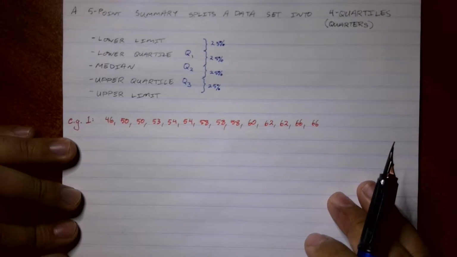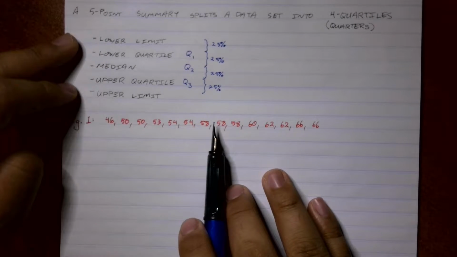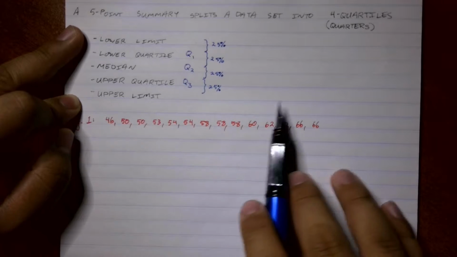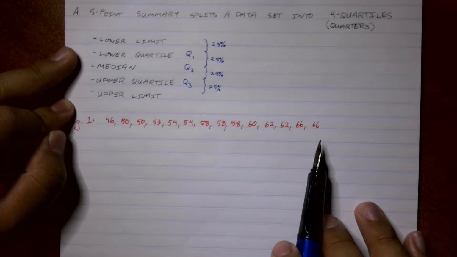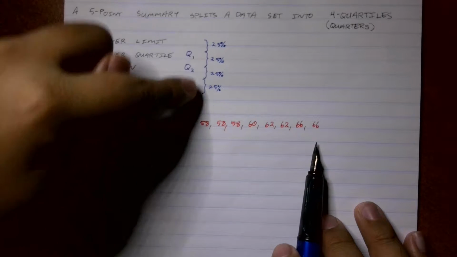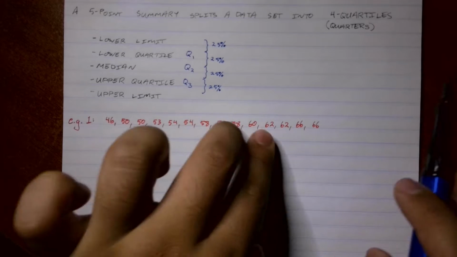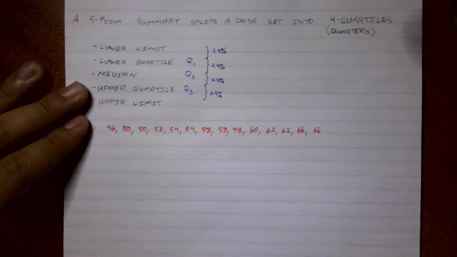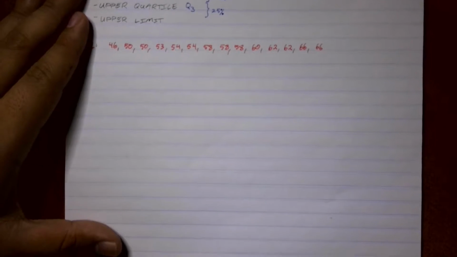So in a moment you're going to see that we're going to find these 5 points. We're going to draw the lines on this data set, and you'll see that 25% of them will fall in between each of the lines. Let's go on here. Let's take a look at our first example.